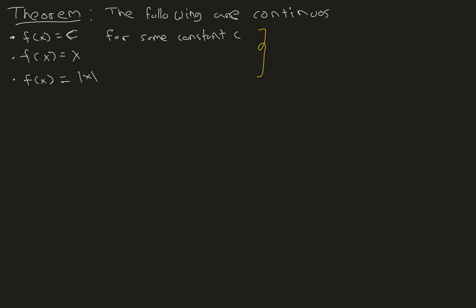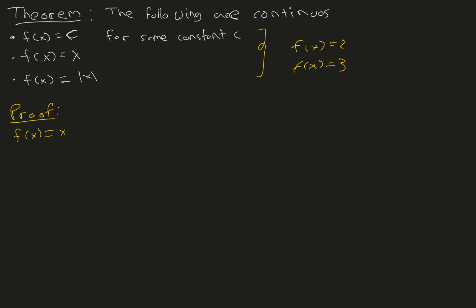So f of x equals c, for example f of x equals 2 or f of x equals 3, which are just straight lines, are always continuous. So let's go ahead and prove one of these. The rest of the proofs are pretty similar to this one. Okay, let me go ahead and prove f of x equals x.